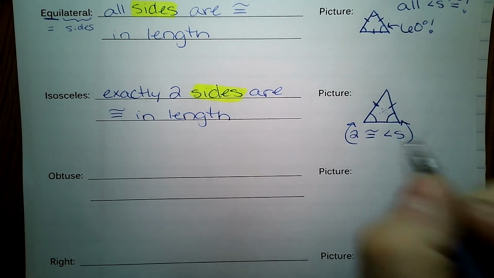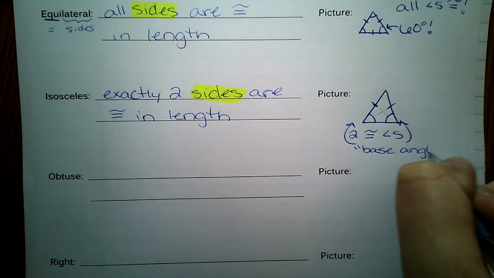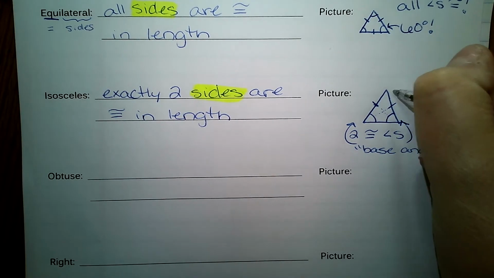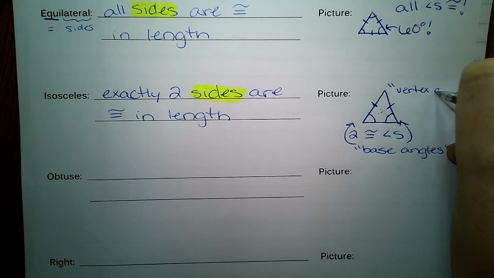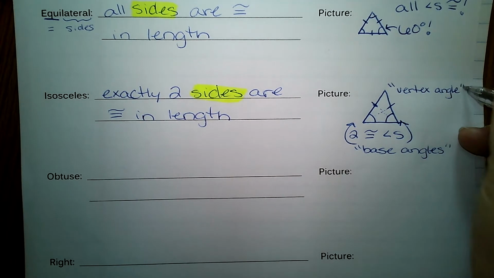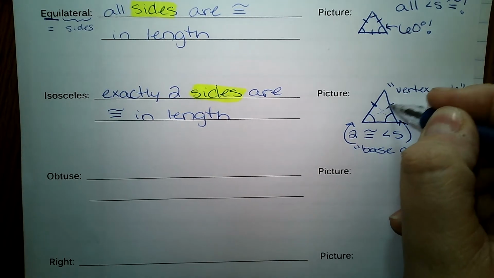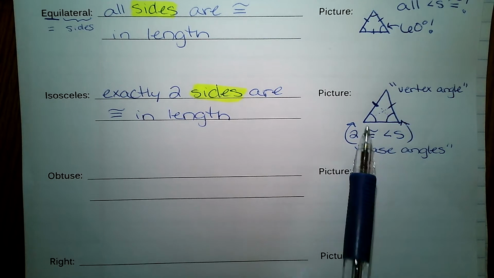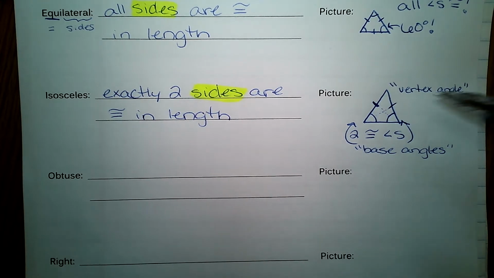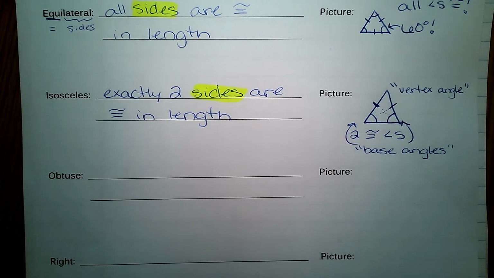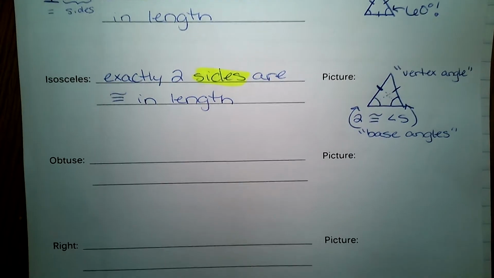Okay, these are actually called base angles. This angle up here at the top, this is called a vertex angle. You guys know geometry is full of vocabulary. So we've got our two congruent sides because of the isosceles part. That forces two angles to be congruent. Those angles are called base angles. And then that third angle is called the vertex angle.